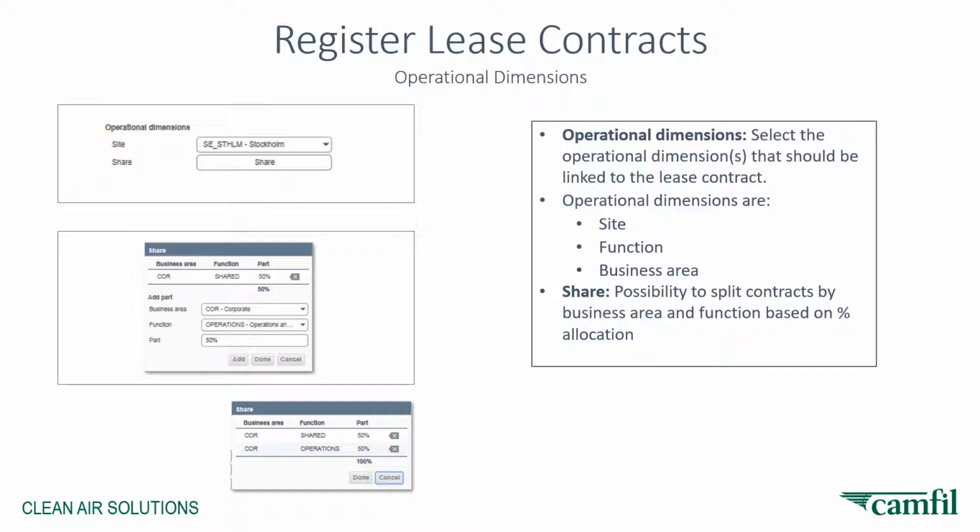So now on to operational dimensions. This is where you select the operational dimensions that should be linked to the lease contract. Dimensions are site, function, and business area. Please note that it is possible to split contracts by business area and function based on percentage allocation.